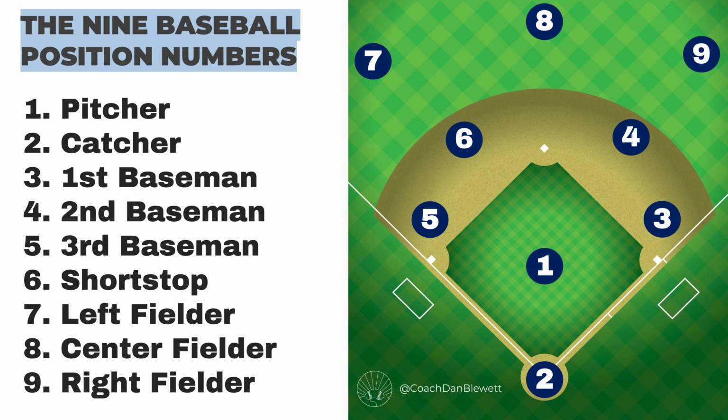So obviously the quirk in the system here is that the shortstop is 6 and the third baseman is 5. They're out of order, right? So everyone asks, why is it like that? Well, back in the day, the shortstop was actually the 4th outfielder. And then when they moved him or her into the infield, they just kept the number the same. So that's why it's out of order.